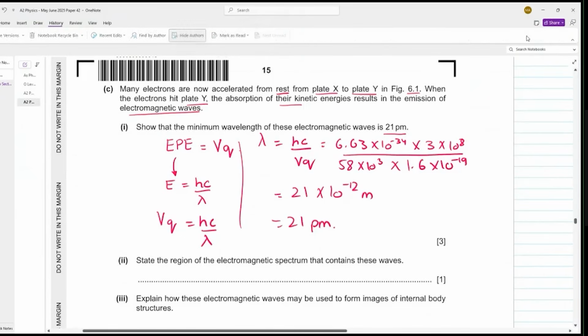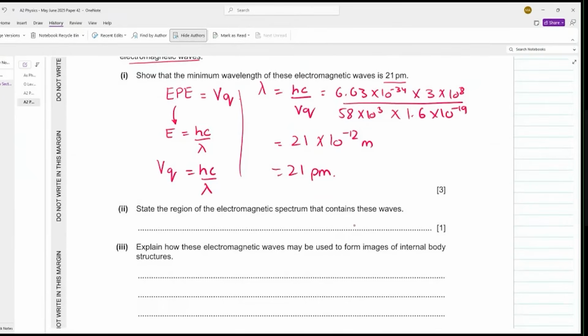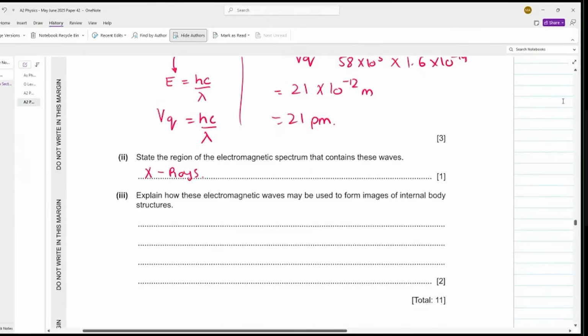Okay. State the region of the electromagnetic spectrum that contains these waves: X-rays. Explain how these electromagnetic waves can be used to form images of internal body structures. How do we form images of internal body structures using X-rays? So what will you say?